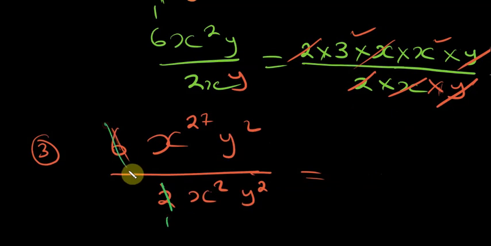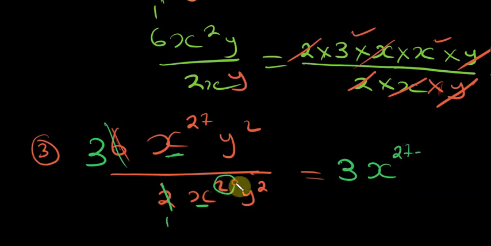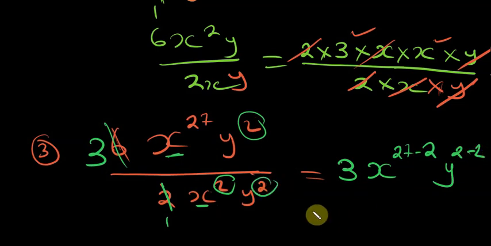Here is 1, 2 there is 3 times, and x. The bases are the same, and you are dividing, so you just subtract the powers. In this case we would say 3x, 27 minus the bottom one, minus 2, the bottom degree is 2. And then we have 1, the top one is 2 minus the 2 at the bottom. Always subtract the bottom from the top.